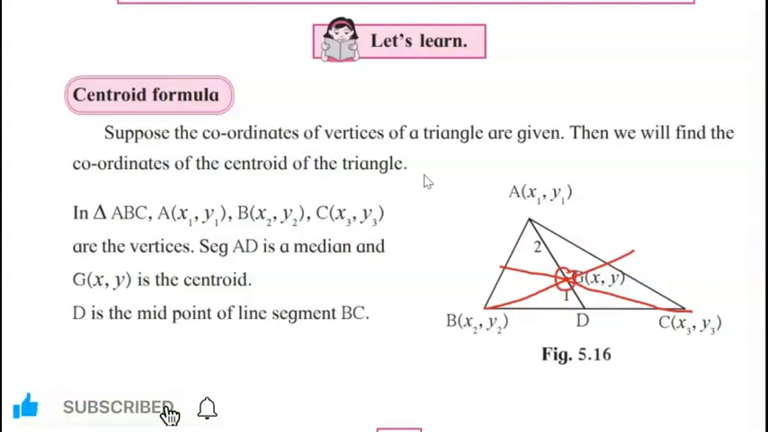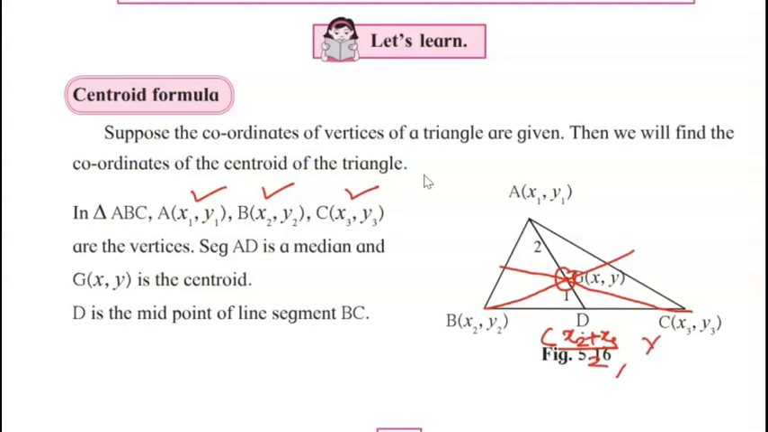In triangle ABC, A is x1 y1, B is x2 y2, and C is x3 y3 are the vertices. Okay, segment AD is the median and G is the centroid. G is the centroid. Next D is a midpoint. Then we can find out the coordinates of this midpoint D because D is a midpoint of BC. Therefore the coordinate of the D is x2 plus x3 upon 2, okay, x2 plus x3 upon 2, and the next is y2 plus y3 upon 2. These are the coordinate of the point D.